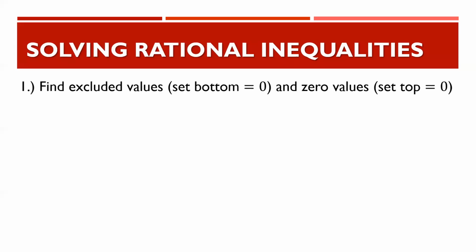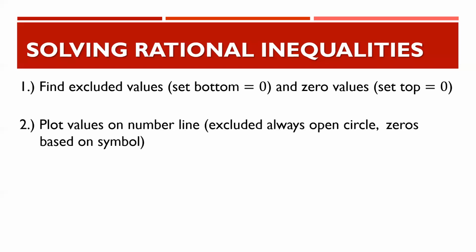First step, we are going to find the excluded values for our rational expression. And we're going to get that by setting the denominator equal to 0. And then we're going to also find our 0 values, which we'll get by setting our numerator equal to 0.